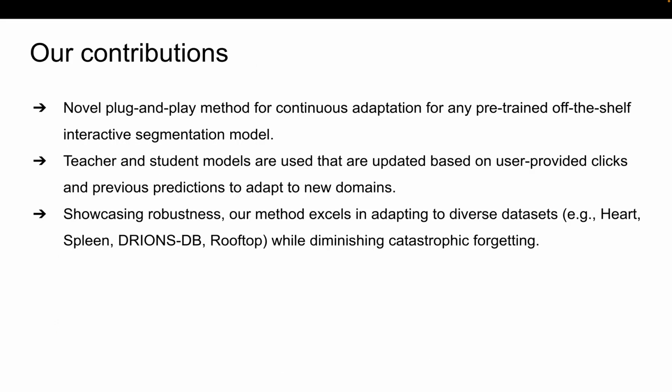Our contributions in this work are the following. We propose a new method for continuous adaptation for interactive segmentation that alleviates catastrophic forgetting and can use any pre-trained off-the-shelf interactive segmentation model. As part of the proposed method, teacher and student models are updated based on user-provided clicks and previous predictions to adapt to new domains. Through various adaptation scenarios, we demonstrate the effectiveness of the proposed method in adapting to new domain datasets, while diminishing catastrophic forgetting for training domain datasets.